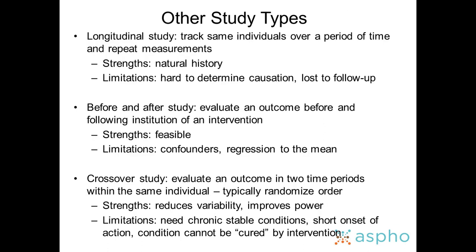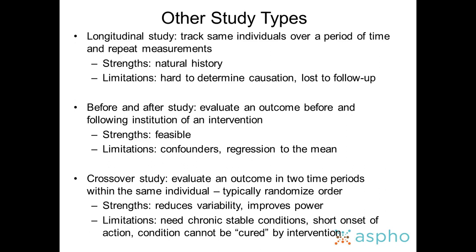Some other study types the board wants you to know about. Longitudinal studies are studies that track the same individuals over time with repeated measurements. Two prominent examples are the Framingham study and the Nurses' Health Study. They're essentially natural history studies. The limitations are that it's hard to determine causation, and many people are lost to follow-up.